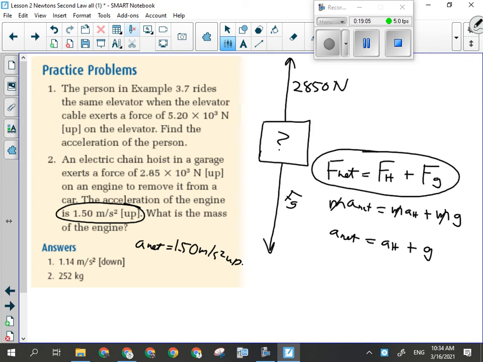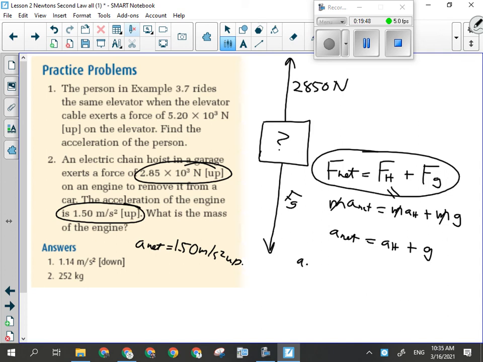How is that going to help me? The force of the hoist, which they gave me, is equal to mass times the acceleration of the hoist. So if I can find the acceleration of the hoist, I can find the mass of the engine. We call this the differential acceleration method. It sounds really complex, but basically it just means take the forces out and just work with the accelerations instead. The same is true. They're all being multiplied by the same mass.